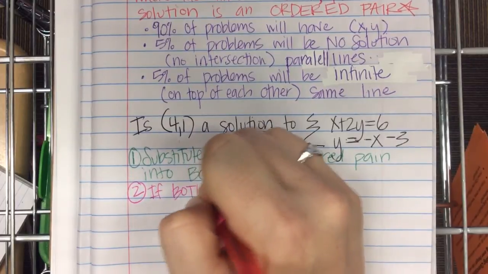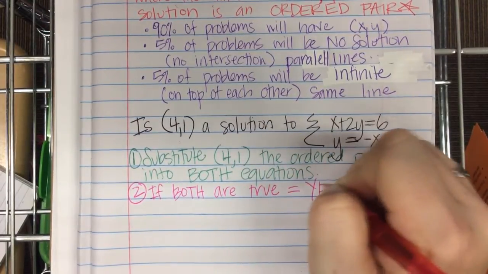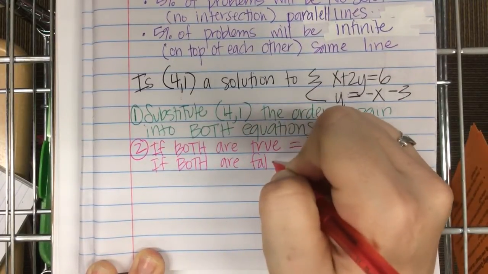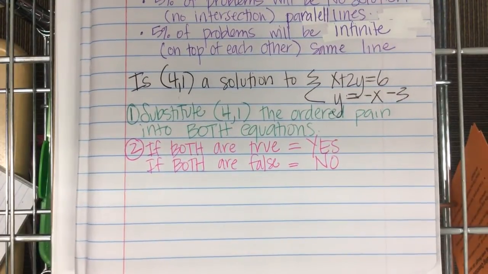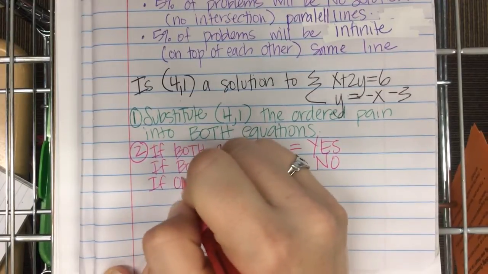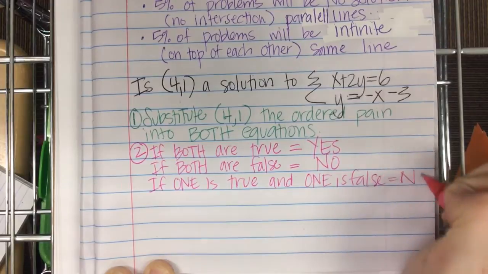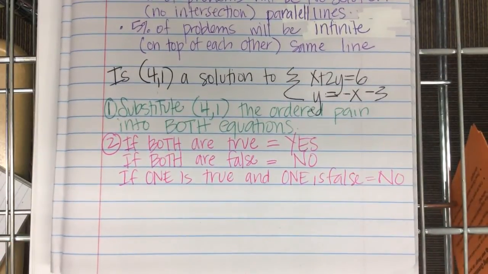If both are true, it's yes. If both are false, it's no. If one is true and one is false, it's no. They have to both work in order for you to say yes. It's kind of like the positive and negative correlation. They both have to be positive, right, to be positive. They both have to be true to be yes. Except in correlation, if they were both negative, that would change it to a positive.